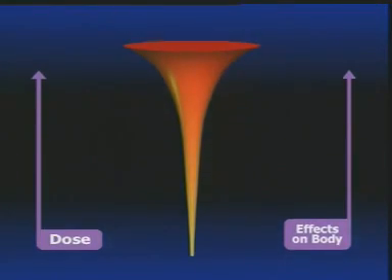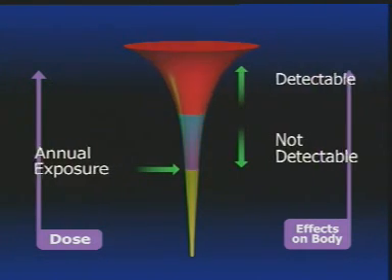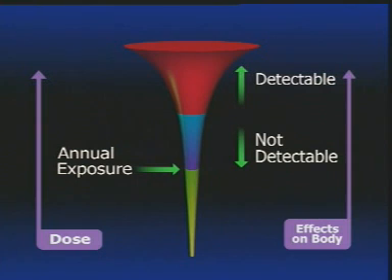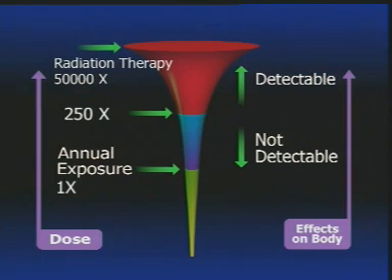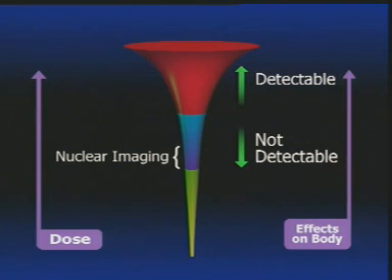The likelihood that radiation will affect our bodies depends on the dose that we experience. The dose at which effects on our health can be detected is about 250 times greater than our average annual exposure. High doses of radiation from beta particles are used in radiotherapy to kill cancer cells, but only a small part of the body is affected. The radioisotopes selected for nuclear imaging can produce just enough gamma rays for a scan, while delivering a low dose of radiation to the patient.